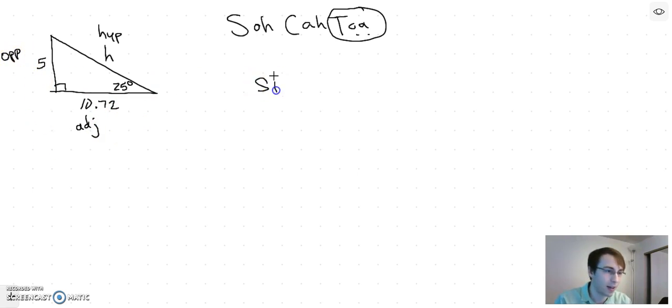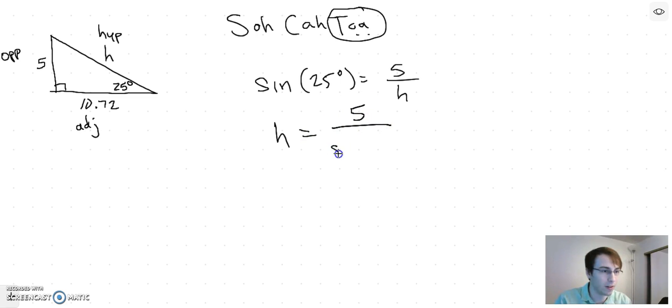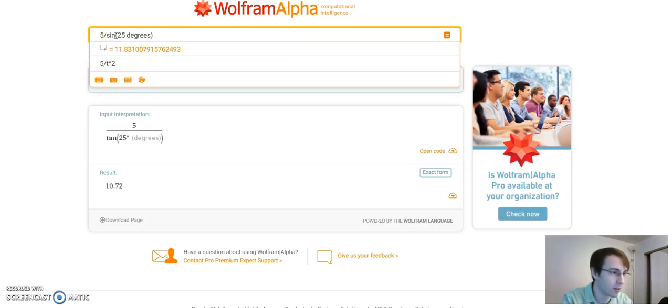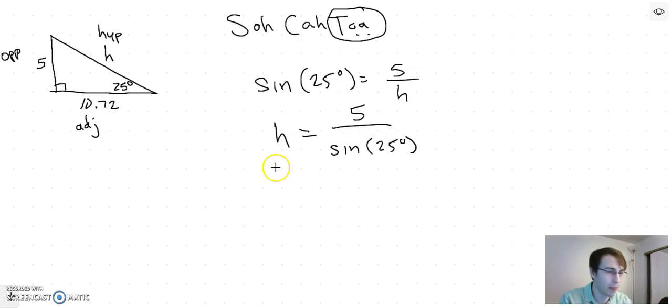So let's say sine of 25 degrees equals our opposite side, 5, over our hypotenuse. We'll solve this the same way and get h equals 5 over sine 25 degrees. And let's evaluate that. 5 over sine 25 degrees, so 11.83. So h equals 11.83.